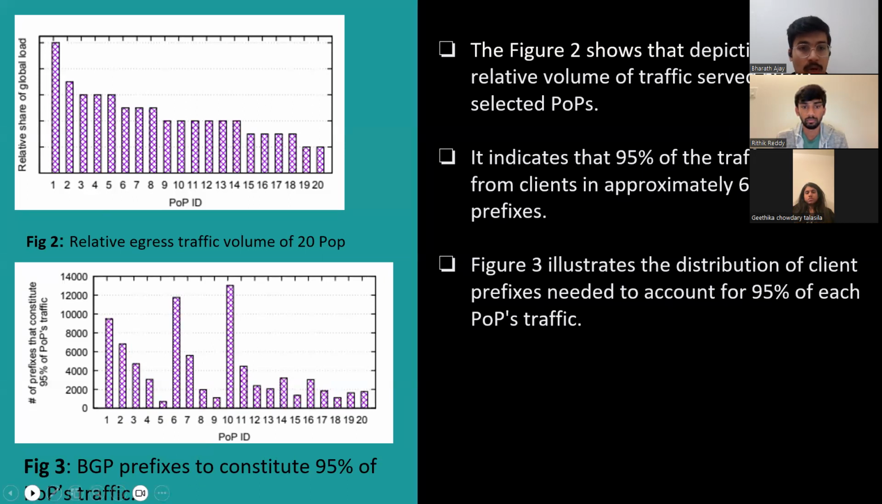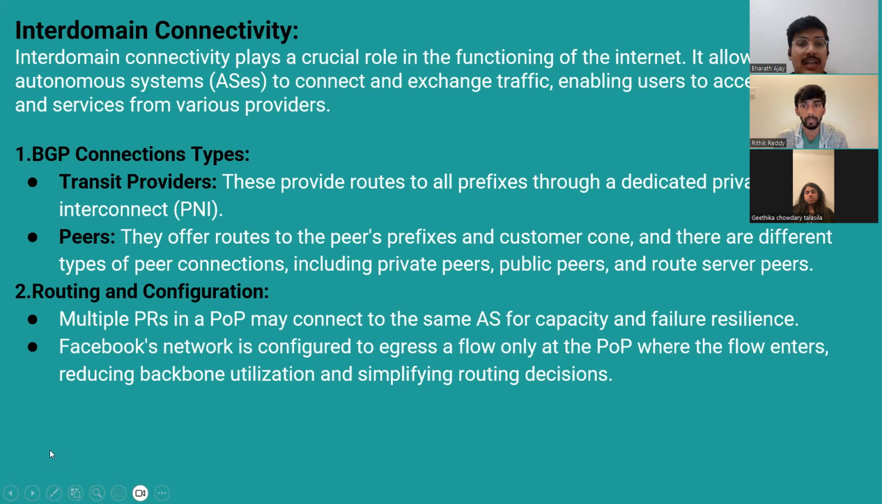And going to the next slide, inter-domain connectivity. Inter-domain connectivity plays a crucial role in the functioning of the internet. It allows different autonomous systems to connect and exchange traffic, enabling users to access content and services from various providers. Different types of connections. First one, Border Gateway Protocol connection types. Transit providers provide routes to the prefixes through a dedicated private network interconnect. Peers offer routes to their prefixes and customer cone. There are different types of peer connections, including private peers, public peers, and route server peers.